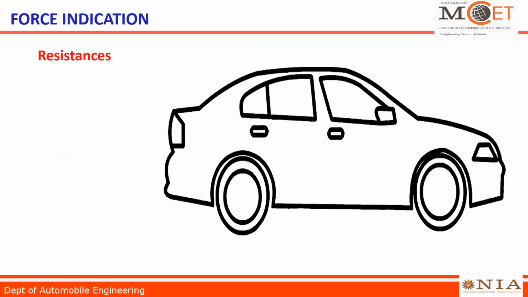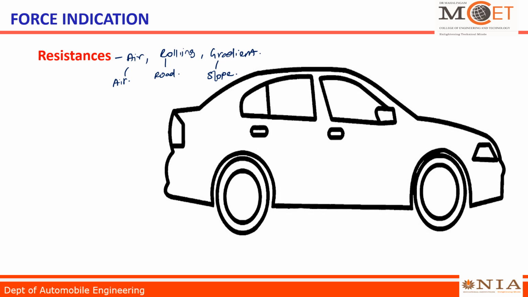Our fifth force is resistance. We know that there are three types of resistance offered to the vehicle motion. First one is air resistance, second rolling resistance, third gradient resistance. Air resistance is because of motion of the vehicle, offered by air. Rolling resistance is because of rolling of wheels, offered by the road surface. Gradient resistance is because of moving of the vehicle on a slope, it may be uphill or downhill.